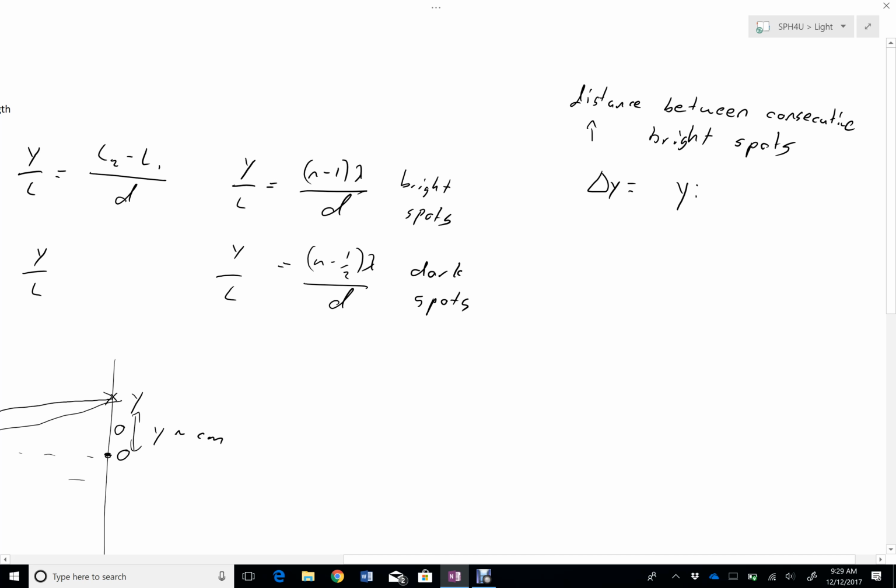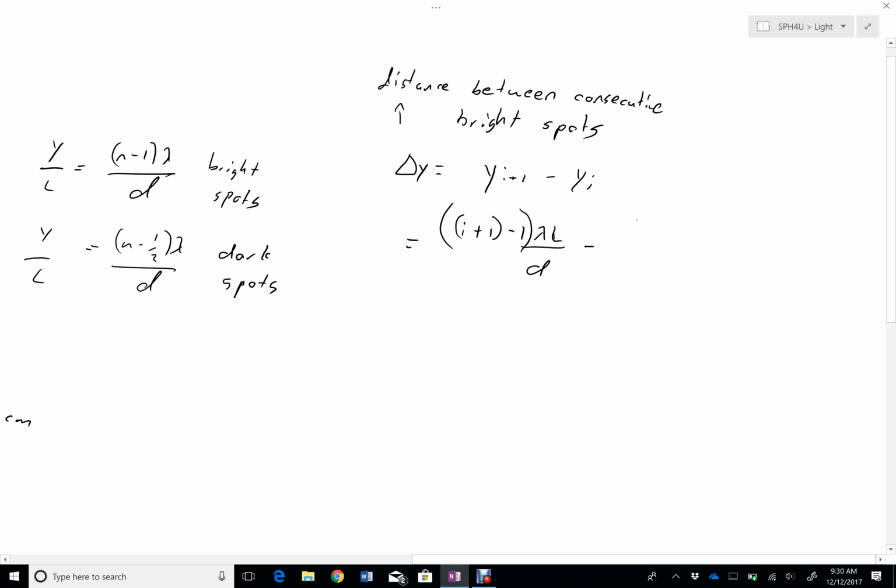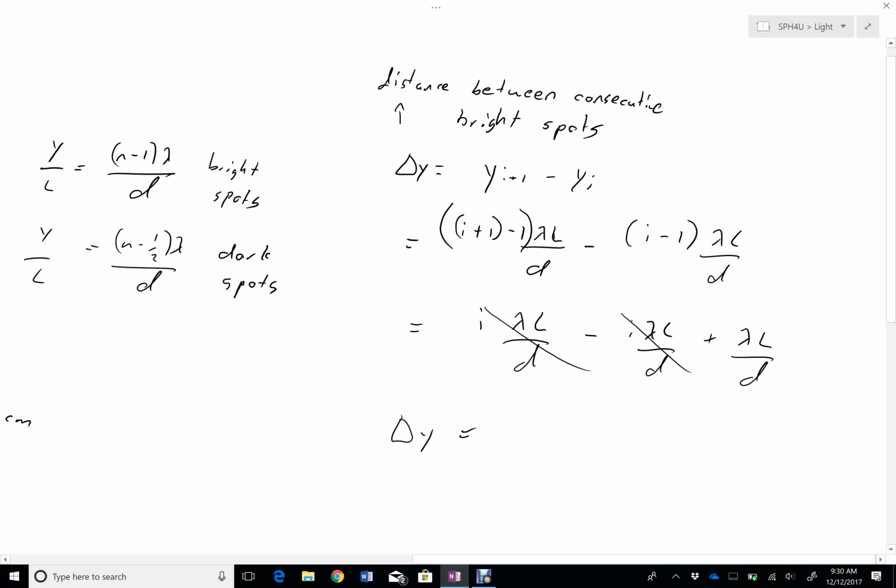I could find y_(i+1) minus y_i, which would be equal to (i plus 1 minus 1) lambda L over D minus (i minus 1) lambda L over D. Sorry, let me just expand that out: lambda L over D plus lambda L over D. And then these guys would go away, and I could see that my delta y, or my distance between bright spots, is wavelength, length to the screen, divided by distance between the openings.